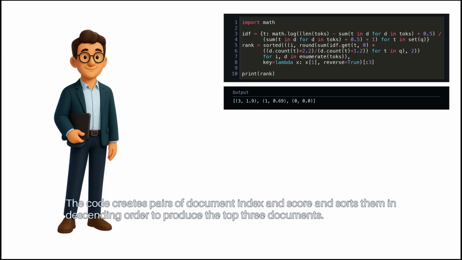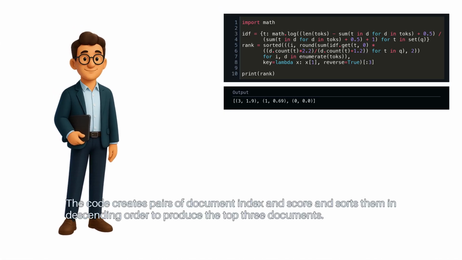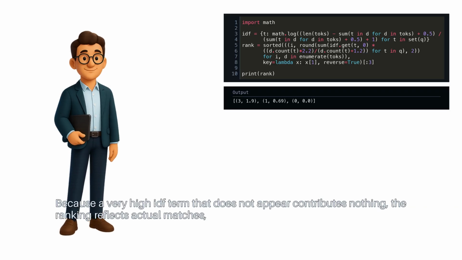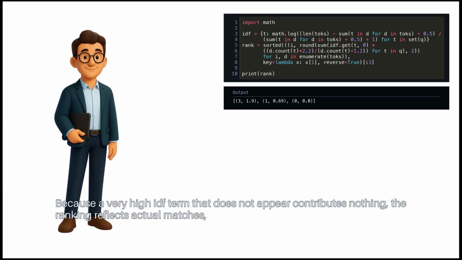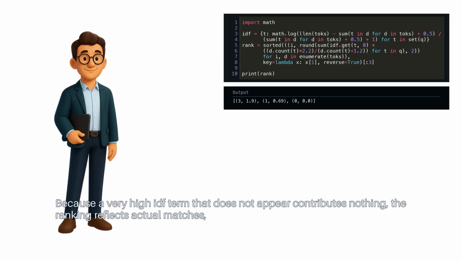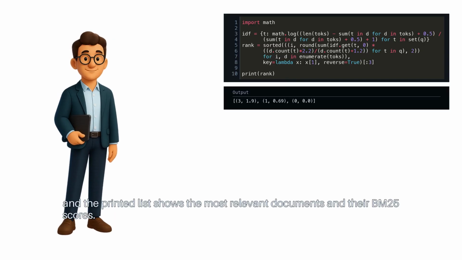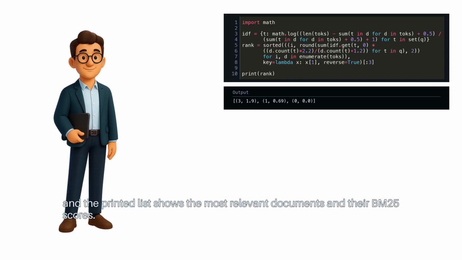The code creates pairs of document index and score and sorts them in descending order to produce the top 3 documents. Because a very high IDF term that does not appear contributes nothing, the ranking reflects actual matches, and the printed list shows the most relevant documents and their BM25 scores.